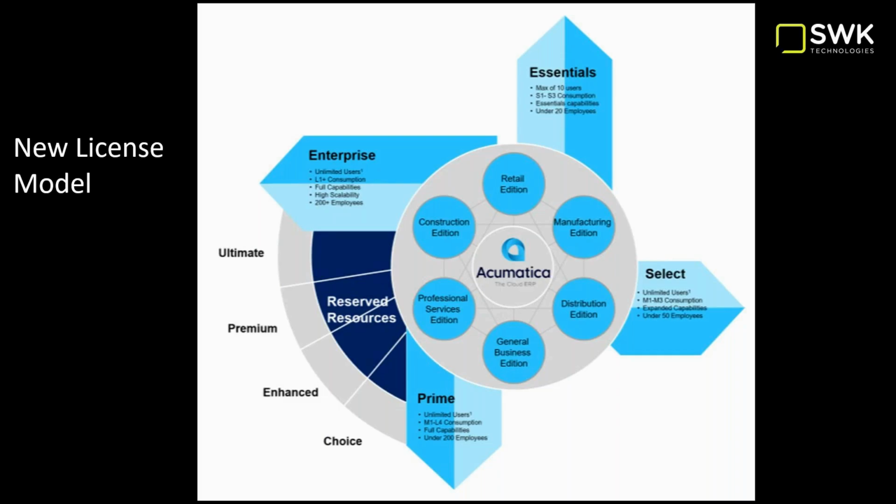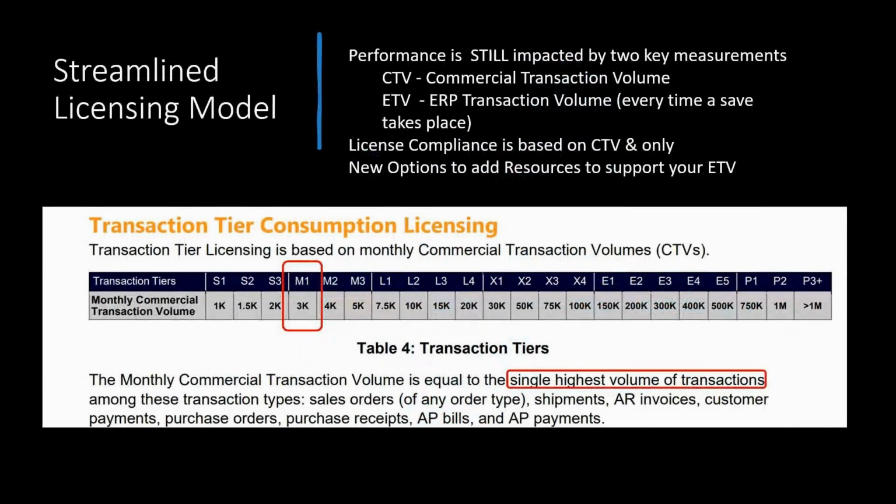So let's take one more step further and talk about this streamlined licensing model. Performance is still impacted by those two components, commercial transactions and ERP transactions. License compliance, however, is now only based on commercial transactions. So you see just the one bar there. Still the same, the single highest volume customer or vendor facing document, but it's decoupled the commercial transactions and the ERP transactions, because now if you have high ERP transactions, we can just add more resources to the instance and reserve them exclusively for your license.